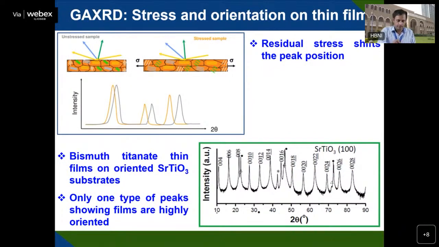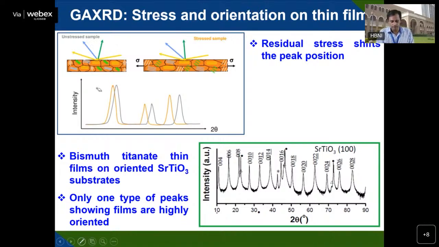You can also measure the residual stress or strain built up in a material. In the left side image, the yellow one, you have a normal sample with no stress applied, and you get a peak position here. When you have stress, either tensile or compressive, what will happen? The peak is shifted from this position to this position, because the stress causes lattice enlargement. So those types of residual stress can be determined from this.